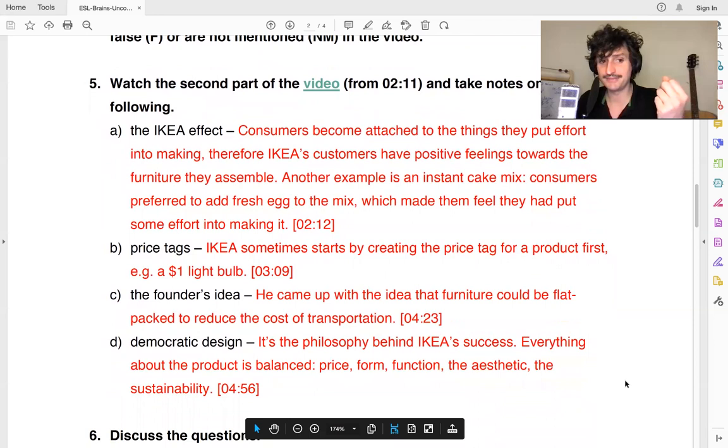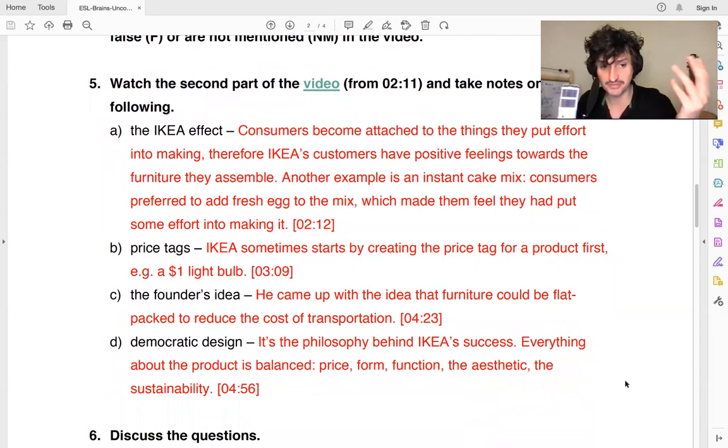And the democratic design. So democratic comes from demos, which means people. Democratic is like the people have the power, right? Democracy, a lot of people like democracies. And so this is a democratic design. It's a design made by the people for the people. The design, it's the philosophy. In this democratic design, it's the philosophy behind IKEA success. So everything about the product is balanced, right? The price is balanced, the form is balanced, the function, the aesthetics, what it looks like, the sustainability is balanced, right? So it's for the people.